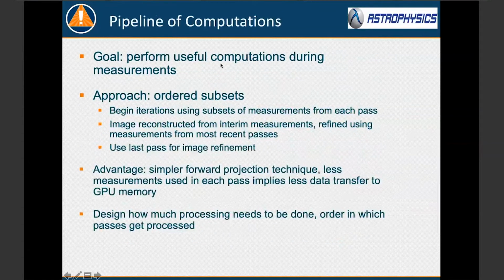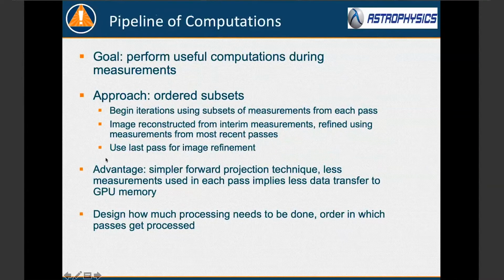Pipelining of computations was also another thing that we were interested in doing. The approach that we took is something known in the field as ordered subsets, which is that you can begin the iterations by using subsets of the measurements from each pass without waiting for all the passes to be completed. The image reconstructed from intermediate measurements can be refined as you collect measurements from subsequent passes. We use that approach in this context.